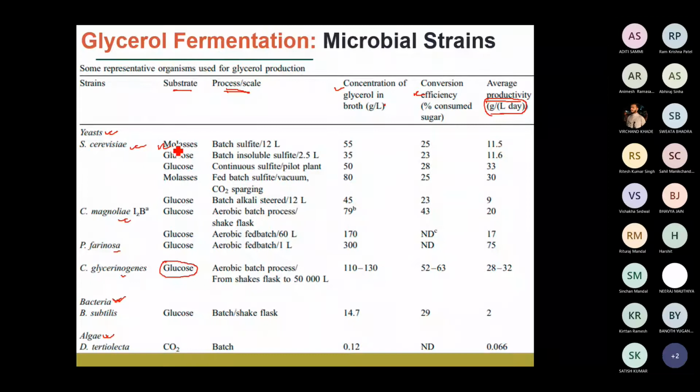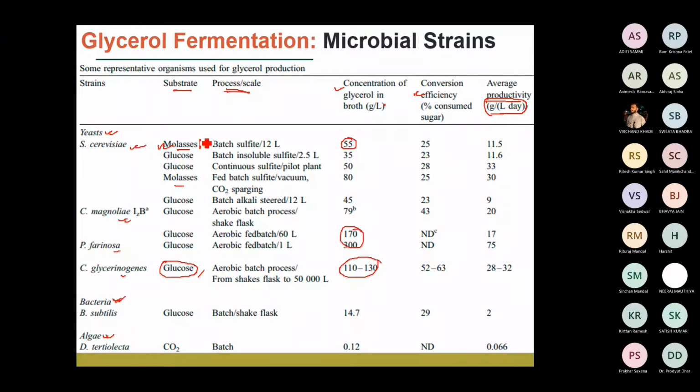So using pure glucose always gives a high concentration of glycerol in the fermentation broth in comparison to molasses, because molasses contains different oligomers of glucose. It may be sucrose or other derivatives. So the conversion rate by the microorganisms is significantly lower when we have mixed sugars.